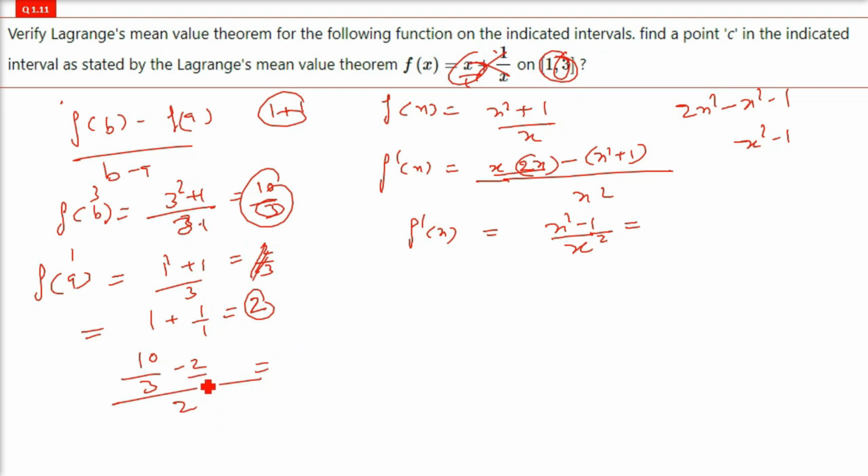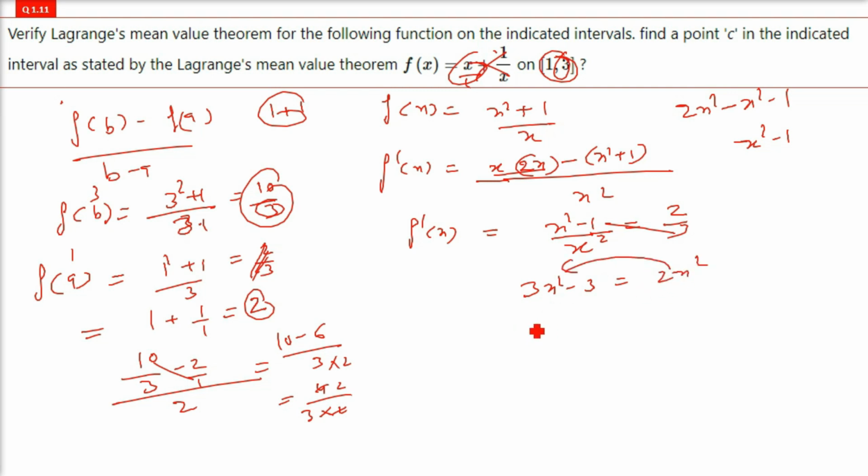And that has to be equated with f dash x. So let us solve this. 10 minus 6 divided by 3. You have 2 here. 4 by 3, 2 is there, so 2 by 3. Now equate it with 2 by 3. Now 3x square minus 3 equals 2x square. Now this goes here. So you have x square equals 3. So x will be equal to plus minus root 3.